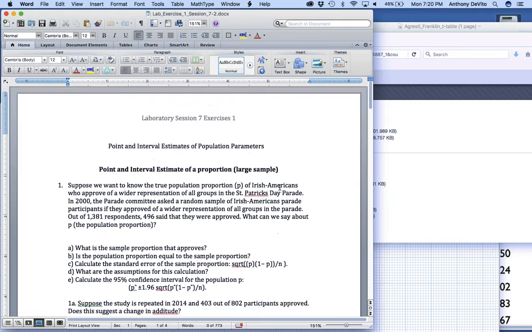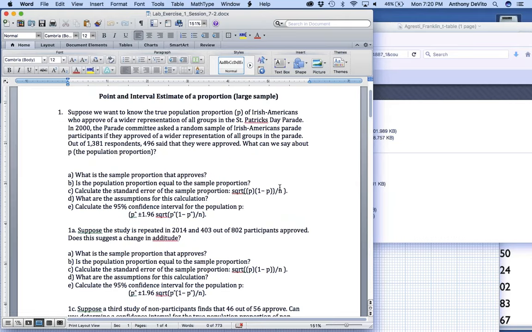Oops, come on, scroll. Okay, suppose we want to know the true population proportion of Irish Americans who approve of a wider representation of groups.